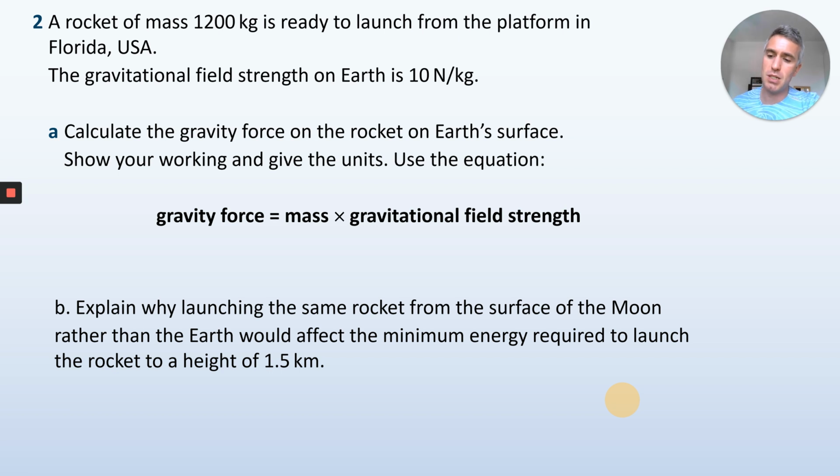Explain why launching the same rocket from the surface of the moon rather than the Earth would affect the minimum energy required to launch the rocket to a height of 1.5 kilometers. How is it going to be different if you try and launch a rocket on the moon than if you launch a rocket on the Earth?